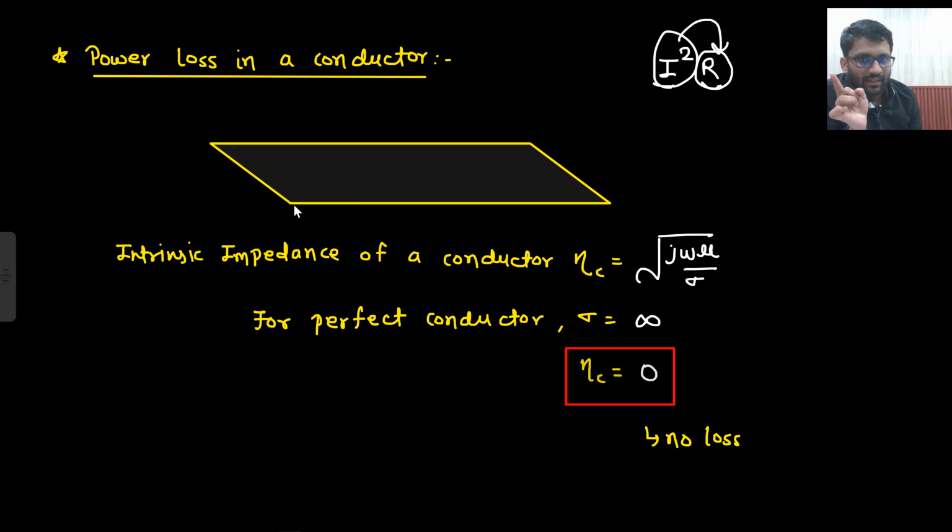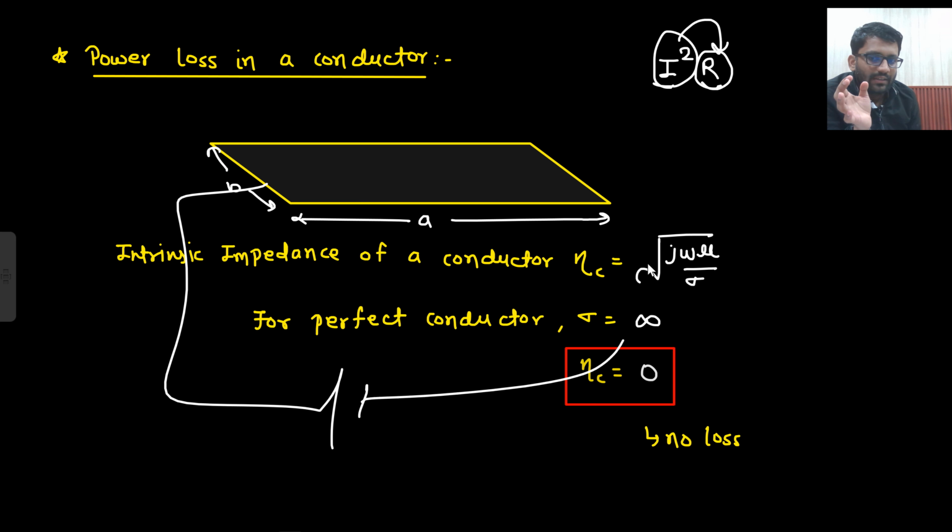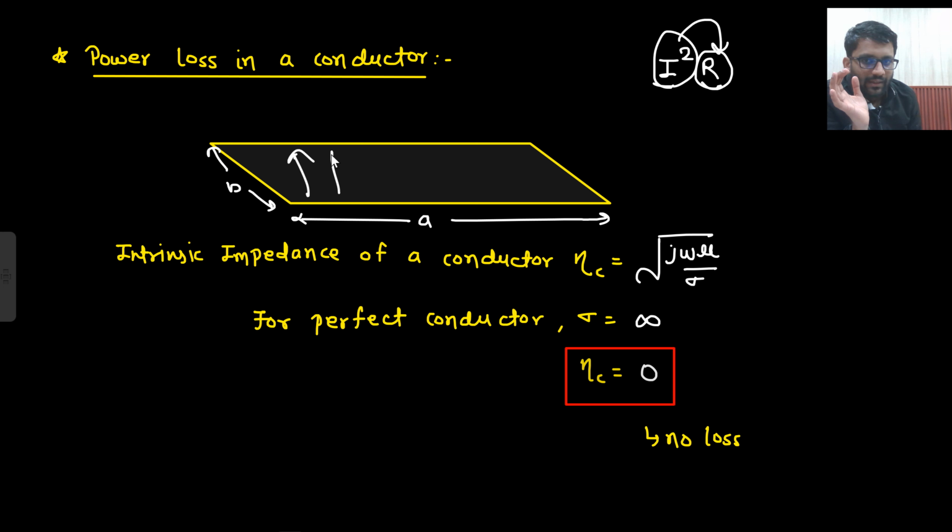Take a conducting plate having a width of A and a length of B. We have connected this conductor to a circuit, so it will have some current. But there is no impedance. Why is that so? Because conductivity is infinity. If conductivity is infinity, the intrinsic impedance of the conductor is 0, so there is no loss. This is the ideal condition: if conductivity is infinity, there will be no loss in the conductor.